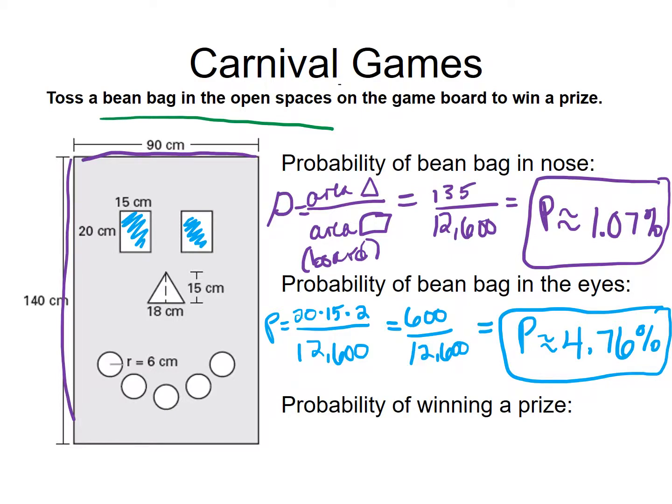So the probability now is going to be of the eyes, of the nose, and of the mouth, or the 5 circles. So we need the probability of all that green stuff out of the total. So my probability is going to be, we already found the total for the nose, which is 135, plus the total for the eyes, which is 600. Now we have to find the probability of falling in the mouth.